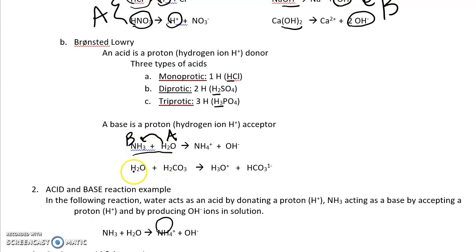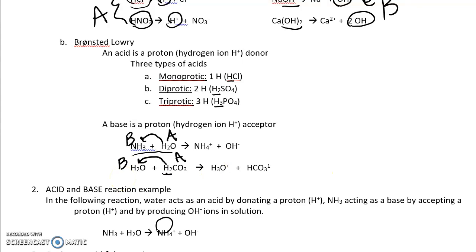Looking at the next example, I have water and H2CO3. I find the water on the right. Well, now it's H3O+. And H2CO3 became HCO3. So I'm looking at it and saying, okay, one of these H's went to the water. So by the definition, again, this is the acid, that's the base, since this gave up the H to the other thing.